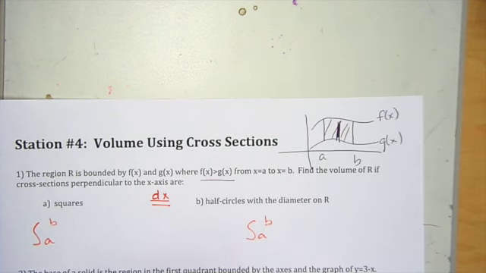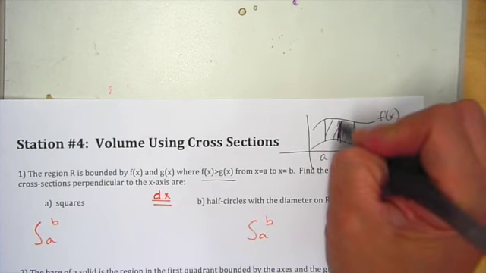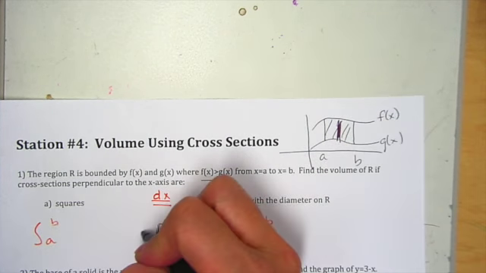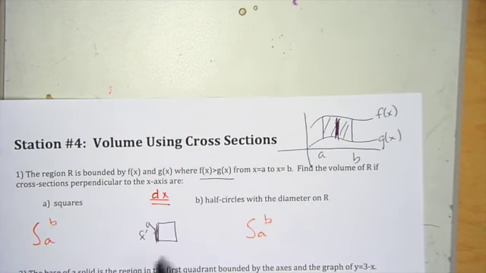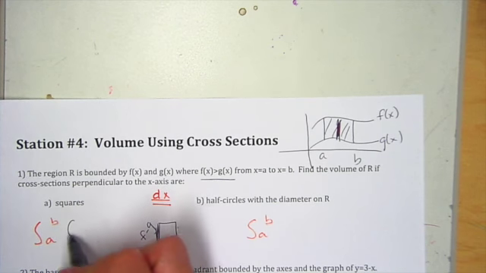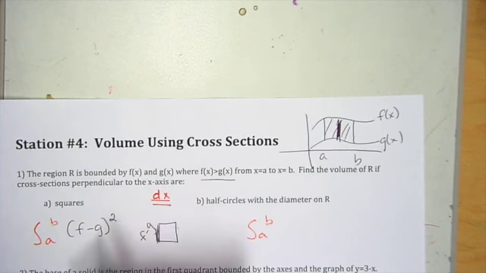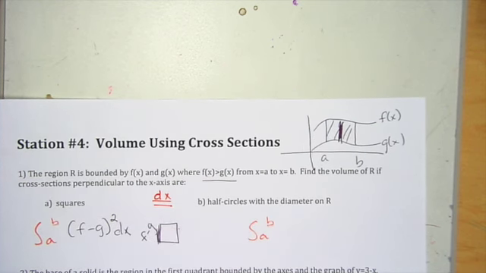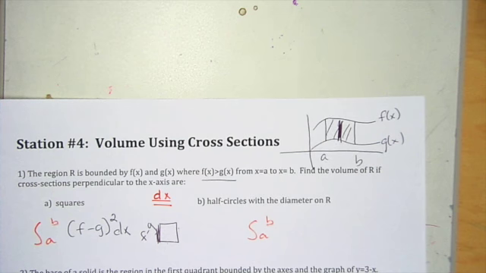And the first one is I'm going to have a square. So this is one side of a square. So this is just really f minus g. So I just need to figure out what's the area of the square. f minus g times itself, so f minus g squared. The thickness is dx. That will give you the volume of one cross-section, integrated to get the whole thing.